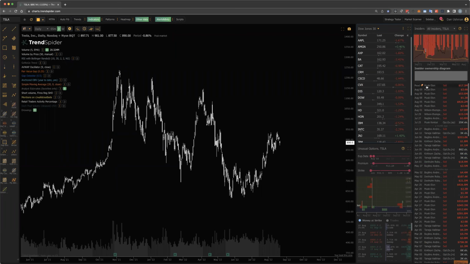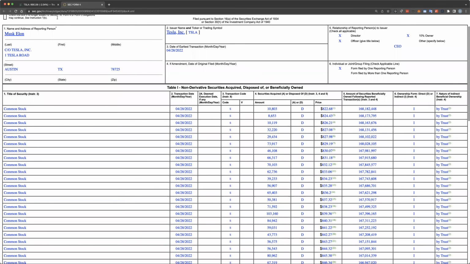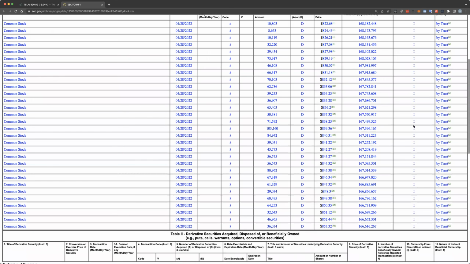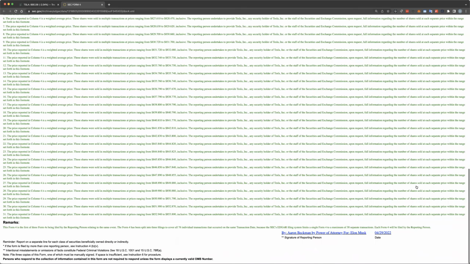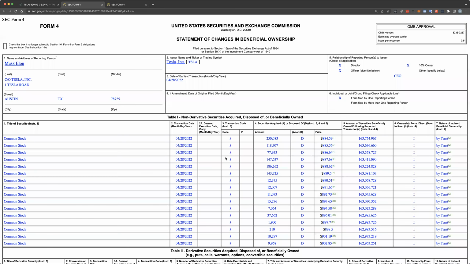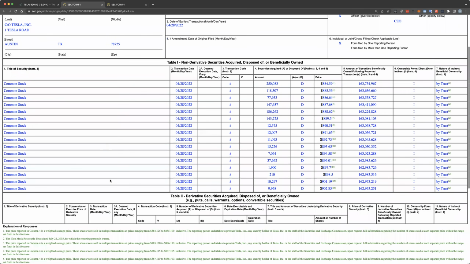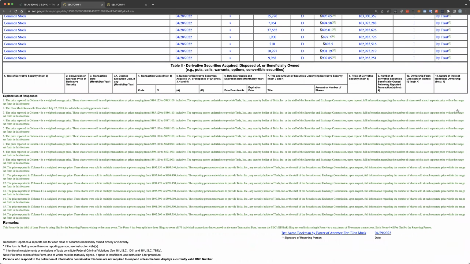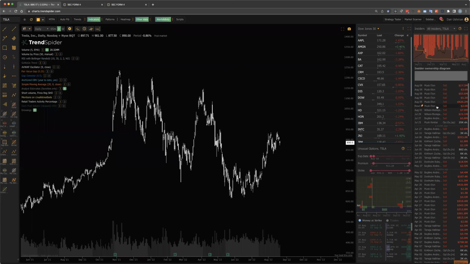Next sidebar widget is insider trades. This one is really cool because of how it gets the data. It actually goes to the SEC and reads the filings. So if you click on these, it takes you straight to the SEC filing. You can say, hey, Elon Musk sold $1 billion of shares. What did that look like? And you can go here and see the actual trades and the filing that he's required to put in. That's where the data comes from. It comes straight out of EDGAR.